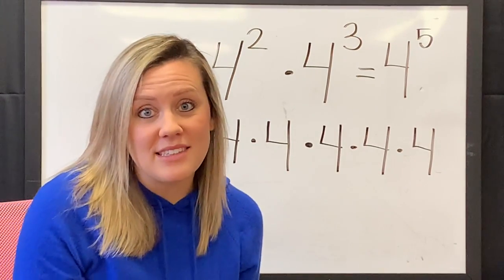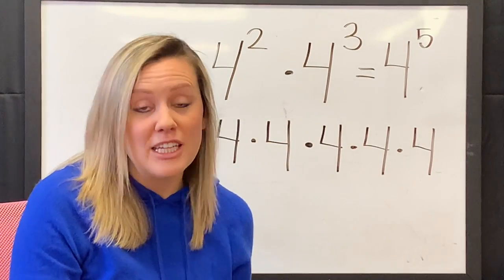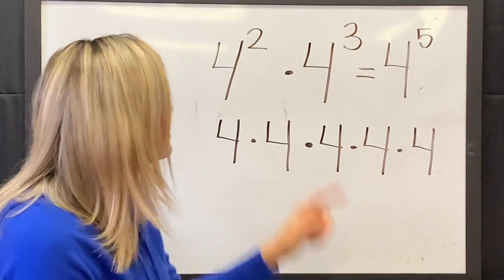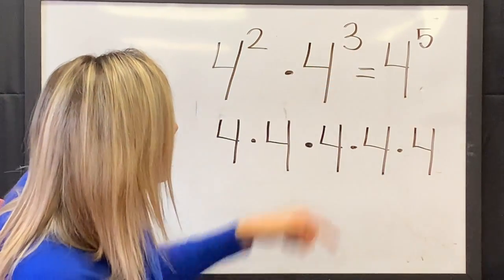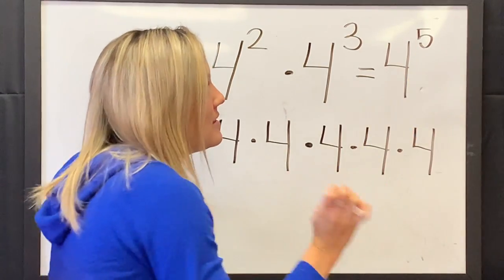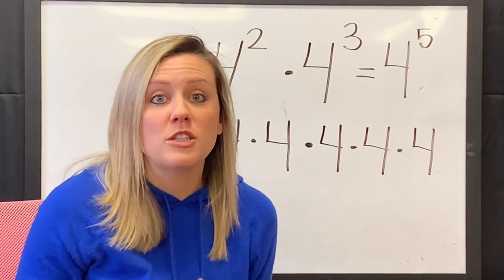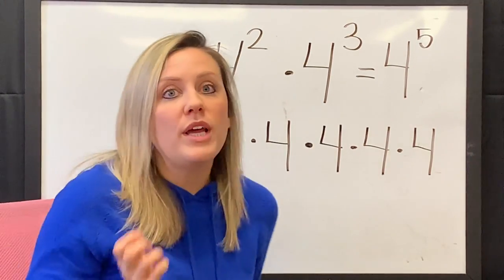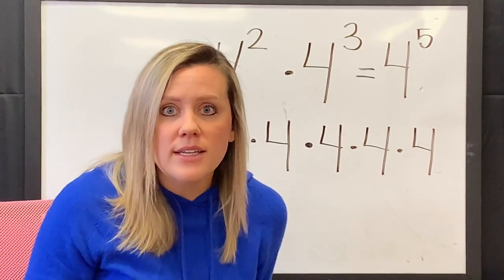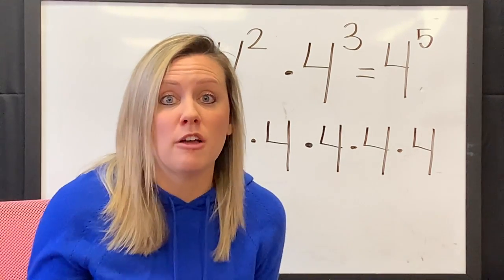So as you can see, when you have two numbers that are the same base, you really keep that base and you add the exponents. 2 plus 3 is going to give us a total of 5. So we usually write the answer 4 to the 5th power. Now, we could actually find out what that answer would be. What is 4 times 4 times 4 times 4 times 4? It's going to be a very large number.